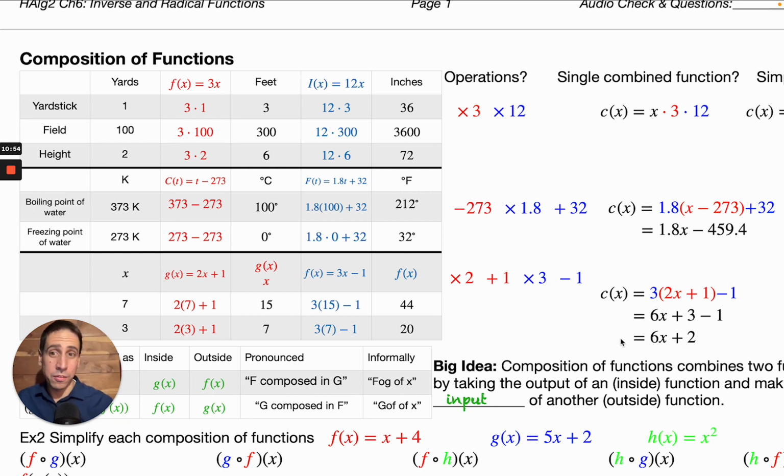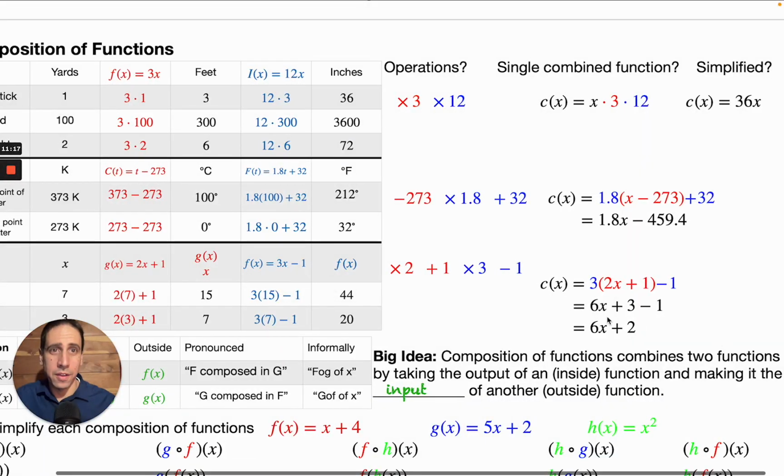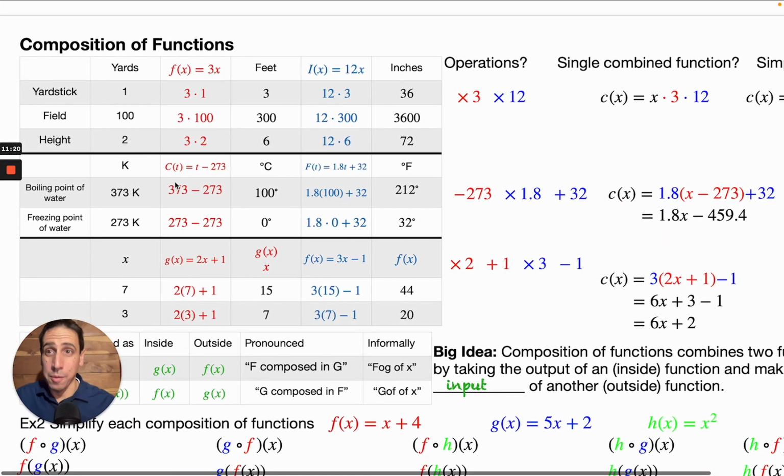So really, if you wanted to go from 7 to 44, all you really had to do was multiply by 6 and add 2. And 7 times 6 is 42, plus 2 is 44. Yeah, it's way simpler, way faster to go from here to here. And then if you want to go from 3 to 20, all you really have to do is multiply by 6 and add 2. 6 times 3 is 18, plus 2 is 20. So that's the simplified version of what we're going to call the composition of functions.